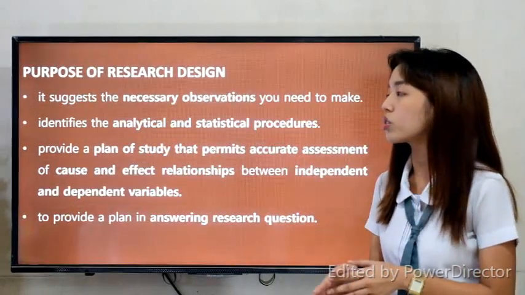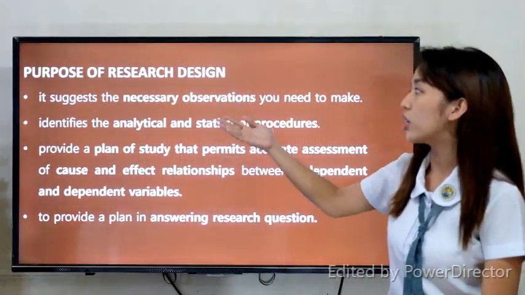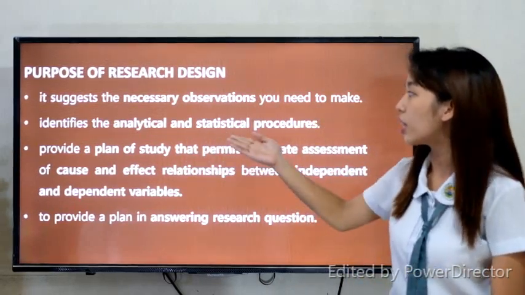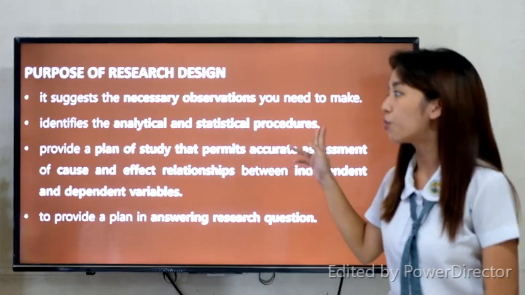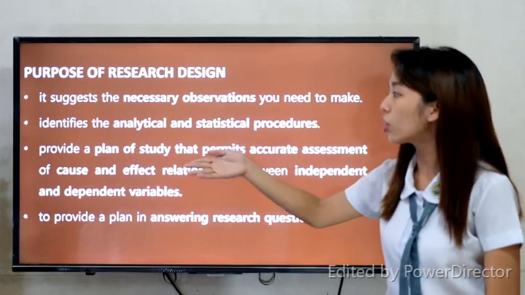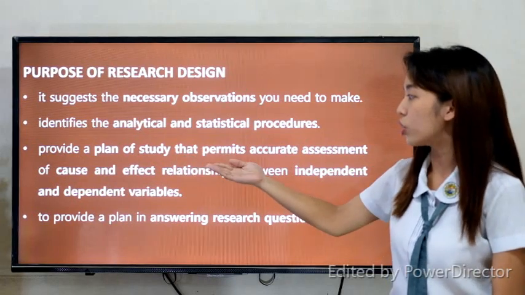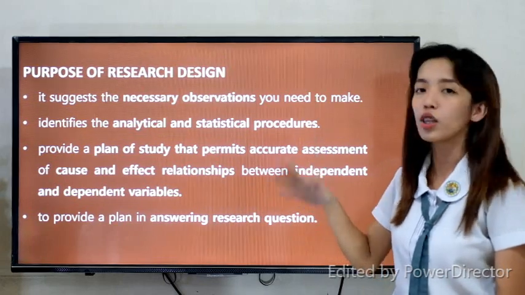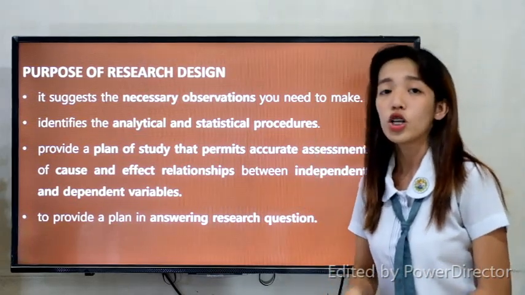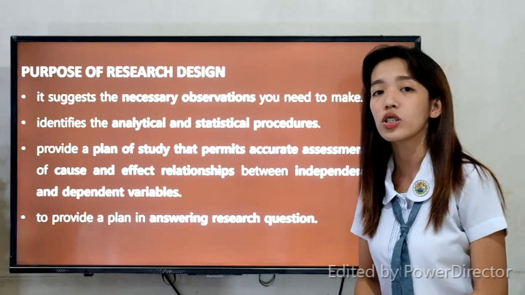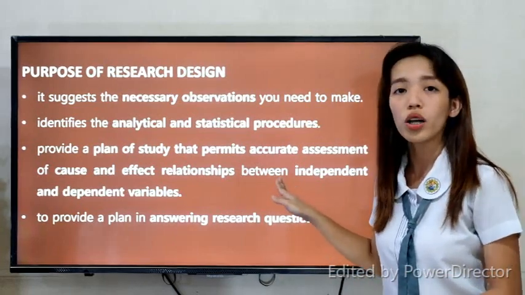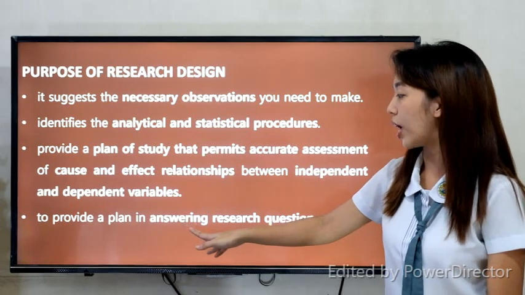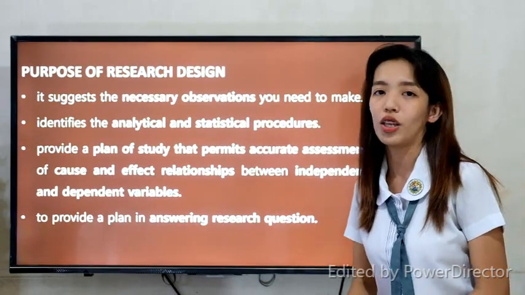For the purpose of research design, first, it suggests the necessary observations you need to make. Also, it identifies the analytical and statistical procedures for your findings. It also provides a plan of study that permits accurate assessment of cause and effect relationship between the independent and the dependent variables. Since you have the variables, the research design will help you see the correlation between them. It also provides a plan in answering the research problem that you have.